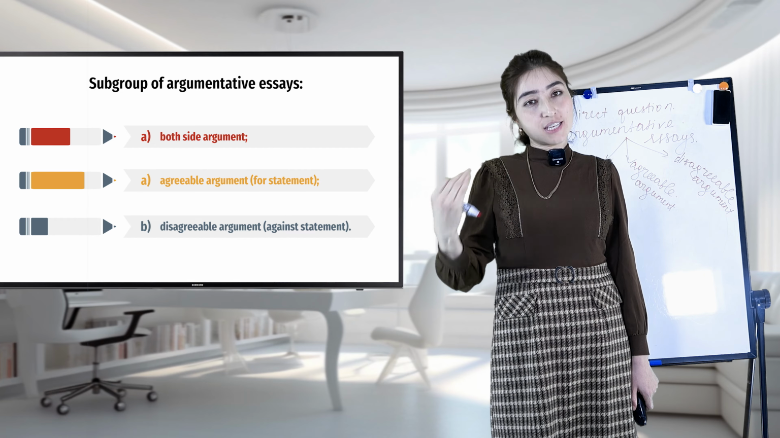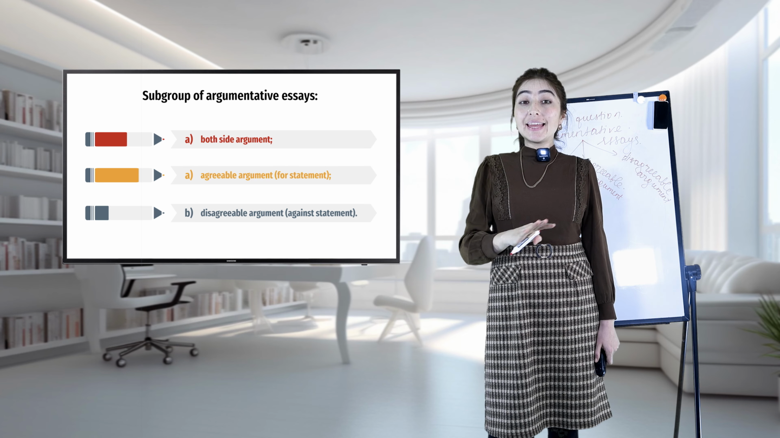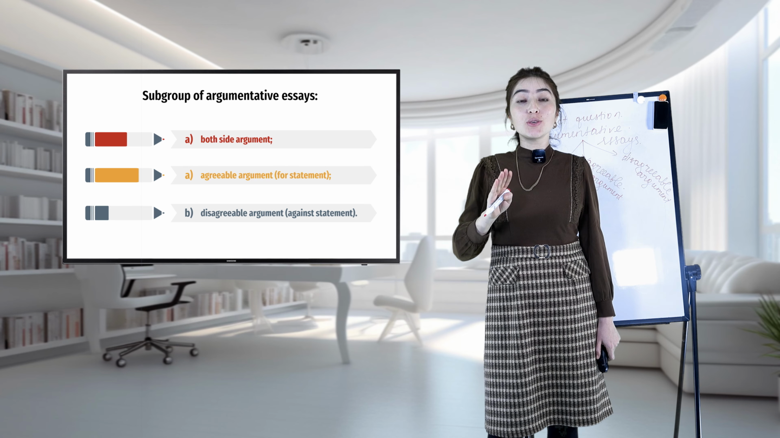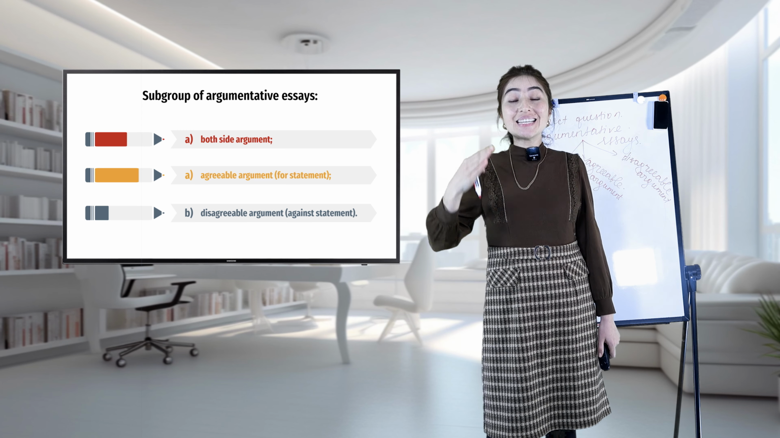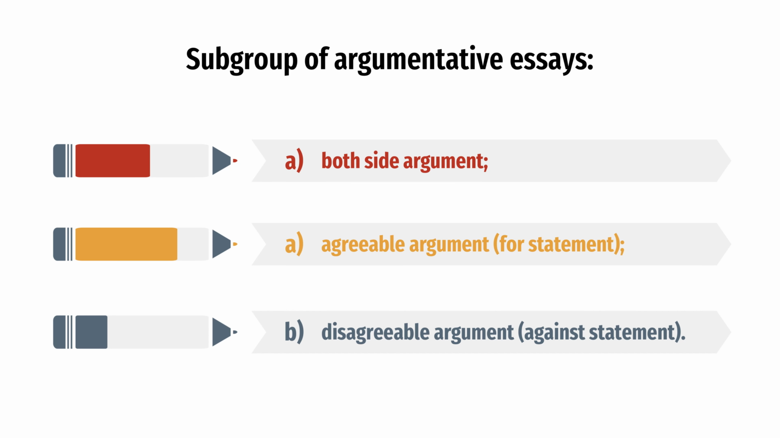Okay, and what about agreeable argument? In an agreeable argument, after the topic, the action words are given only in this way: to what extent do you agree? That's it. The question finishes in this way, and no one is asking you, do you agree or disagree? No one is interested in whether you have a disagreement viewpoint or not.